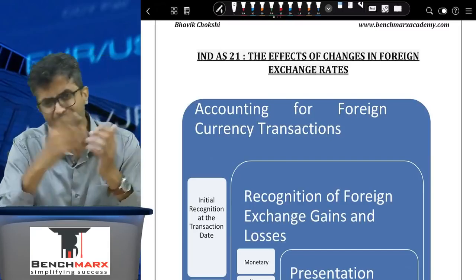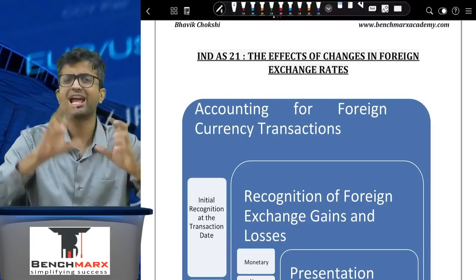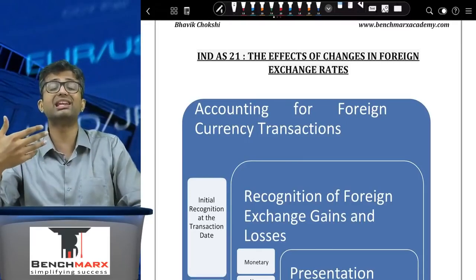If there are any intercompany items at the stage of consolidation, you have to be careful about that. And you also have to look at if there is an investment which you are making which is in the nature of net investment.